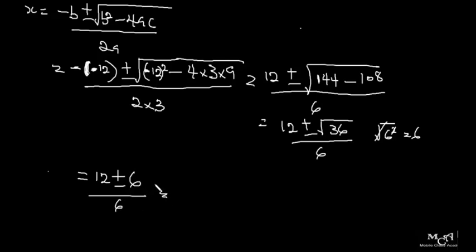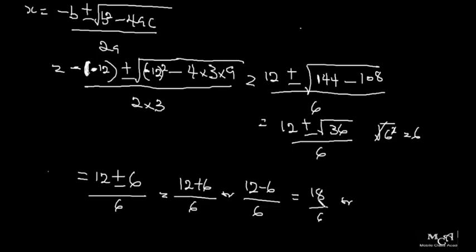This will be broken down into two expressions because of the plus and minus. So we have 12 plus 6 all over 6, or 12 minus 6 all over 6. This will give us 18 over 6, or 6 over 6. 6 goes into 18 three times, and 6 goes into 6 once. So our x equals 3 or 1.